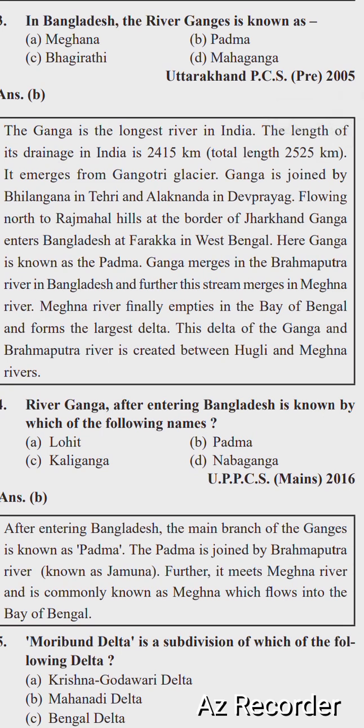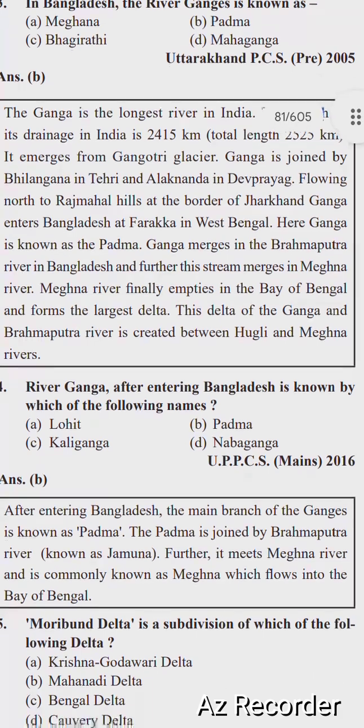Next, River Ganga after entering Bangladesh is known by which of the following names? Options are option A Lohit, option B Padma, option C Kaliganga, option D Nabaganga. Right option is option B, Padma.